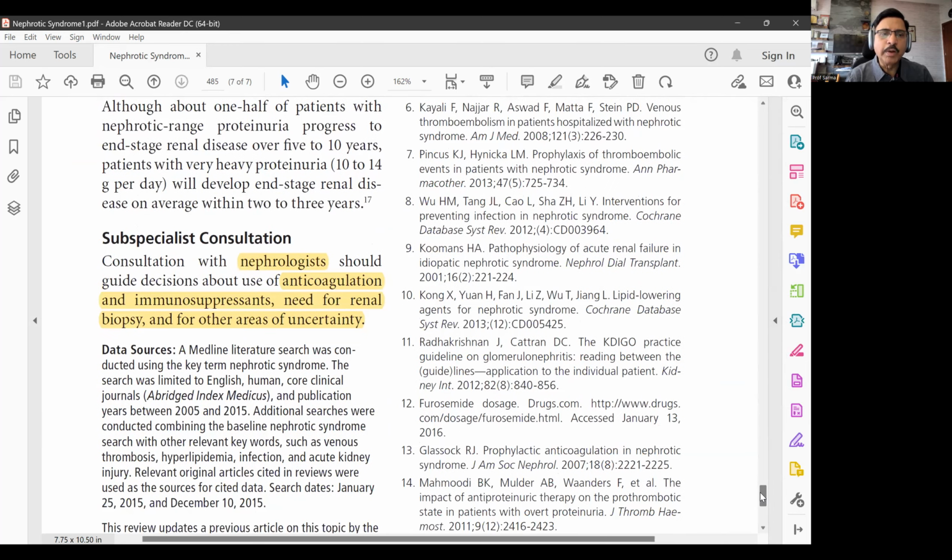Remember, you have to consult the nephrologist to take a decision on one, anticoagulant, two, the type of immunosuppression, and three, the need for renal biopsy. You have to consult the nephrologist. Okay.